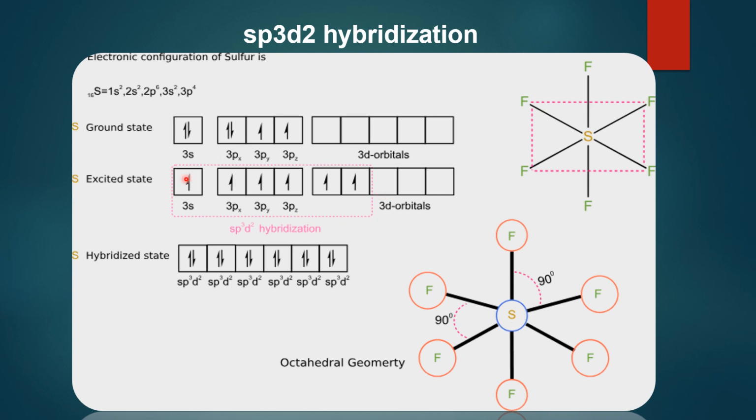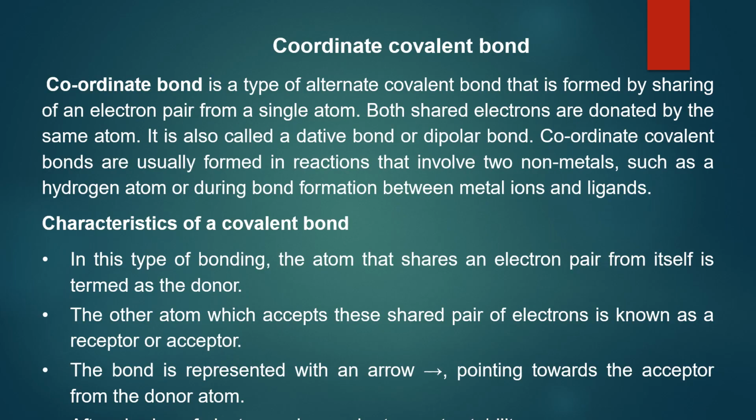Okay, here you can see the double excitation. The availability of empty d orbitals makes the electrons of s and p orbitals get excited to the empty orbitals, which results in the octahedral geometry in the SF6 molecule. It is about sp3d2 hybridization.